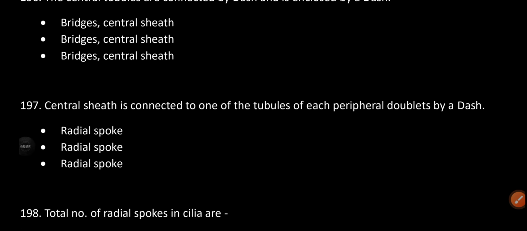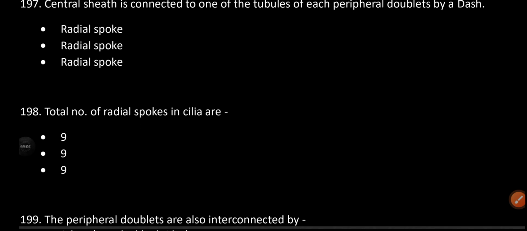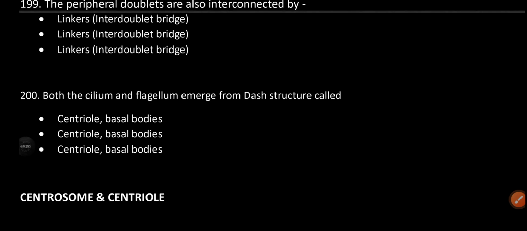Central sheath is connected to one of the tubules of each peripheral doublet by a radial spoke. Total number of radial spokes in cilia are 9. The peripheral doublets are also interconnected by linkers, the interdoublet bridge. Both the cilium and flagellum emerge from a structure called centriole, the basal body.